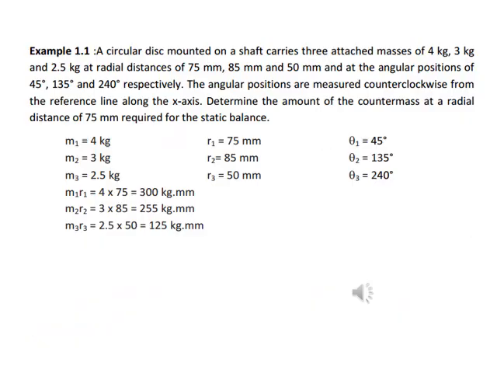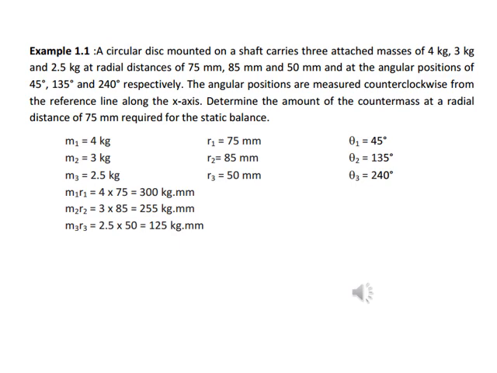The example problem for static balancing is shown in example 1.1. You see over here a circular disc mounted on a shaft carries three attached masses, 4 kg, 3 kg and 2.5 kg, at radial distances of 75, 85 and 50 mm, and the angular positions of each mass will be 45 degrees, 135 and 240 degrees respectively. So over here you must jot down all the mass values: M1 is equivalent to 4 kg, M2 is 3 kg, M3 is 2.5 kg. Then you should write down the radial distances R1, R2, R3, which are 75 mm, 85 and 50 mm, and also the corresponding angle for each mass, theta 1 to 3.